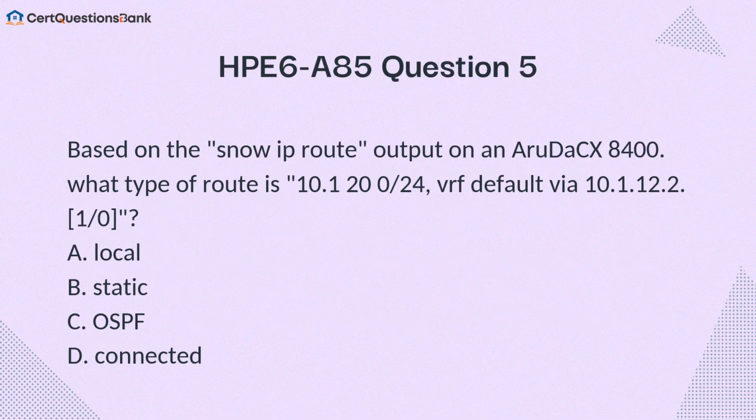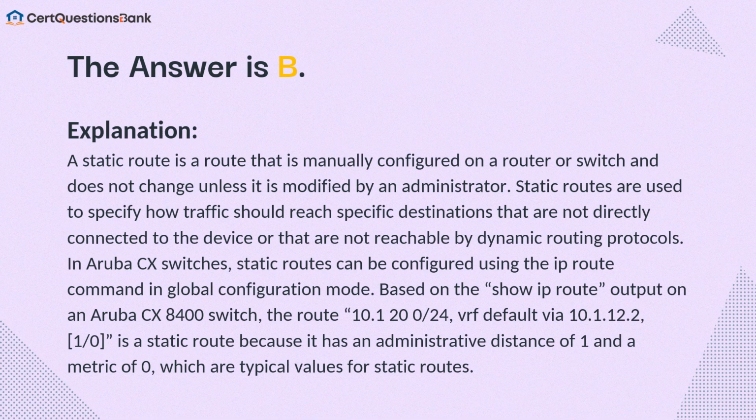Based on the show ip route output on an Aruba CX 8400, what type of route is 10.120.0.0/24 VRF default via 10.1.12.2 1/0? A. Local. B. Static. C. OSPF. D. Connected. The answer is B.